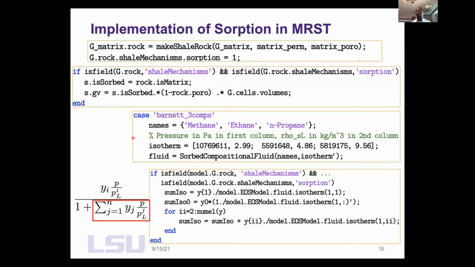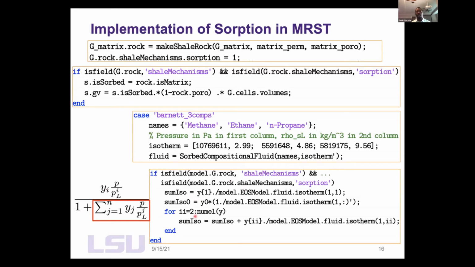This is from the get compositional fluid function. And that's where we specify the parameters of the Langmuir isotherm so that it's available for use in the governing equation. Here, we only focus on computing this term in the denominator. Why? Because for every composition I, for every hydrocarbon component I, this summation never changes. So we want to calculate it just once.